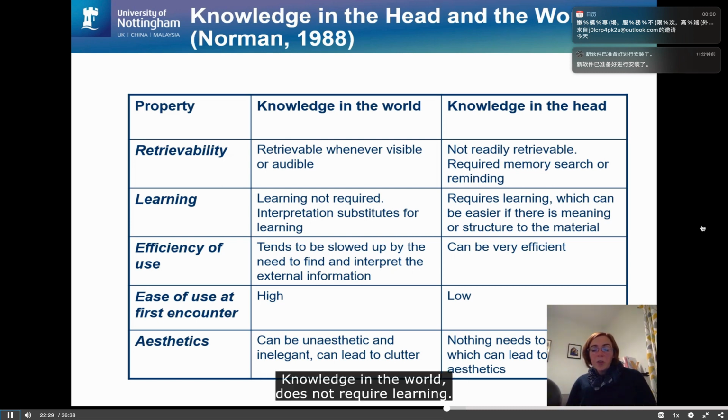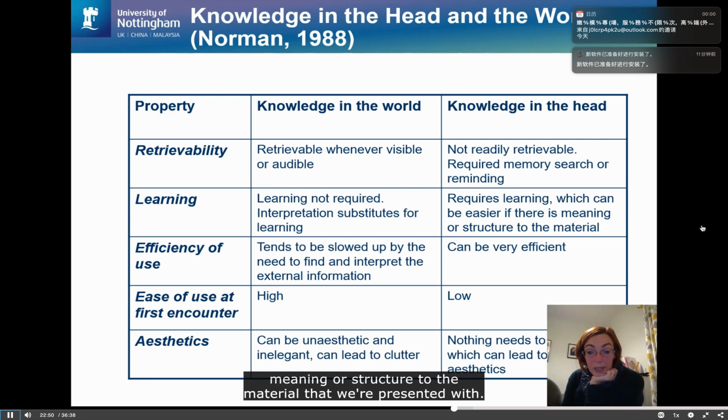Knowledge in the world does not require learning. Interpretation substitutes for learning. But knowledge in the head does require learning, and again, this makes sense from our understanding of the episodic and semantic nature of memory that we've already talked about. It can be easier to learn things if there is meaning or structure to the material that we're presented with.